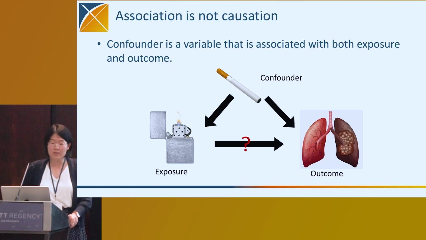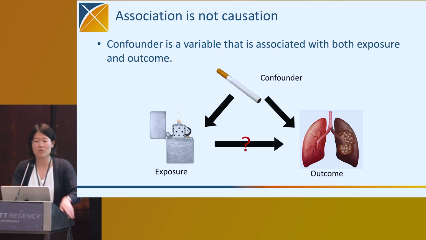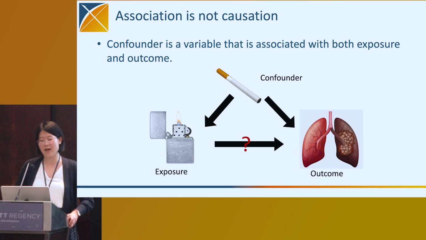So in observational data, observational studies, you probably have heard this phrase, association is not causation. And this happens a lot in observational data. So I want to use this intuitive example to explain what that means and what problems it can cause if you do not account for this fact.